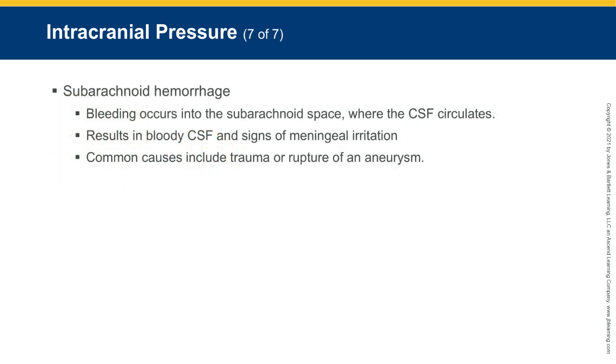A subarachnoid hemorrhage involves bleeding into the space where cerebrospinal fluid circulates. This type of injury can result from trauma or the rupture of an aneurysm. Patients may present with bloody cerebrospinal fluid and signs of meningeal irritation, such as a stiff neck and severe headache.